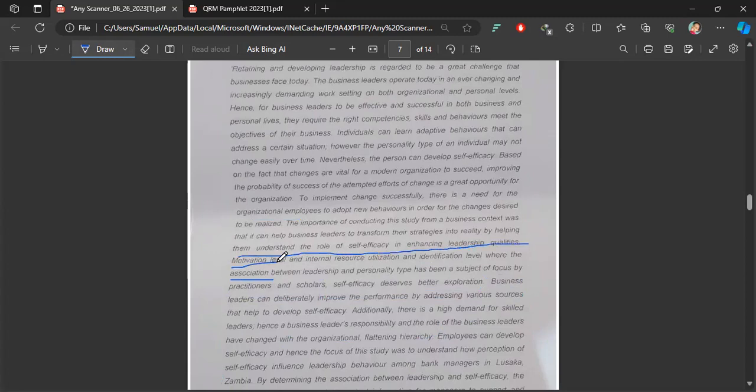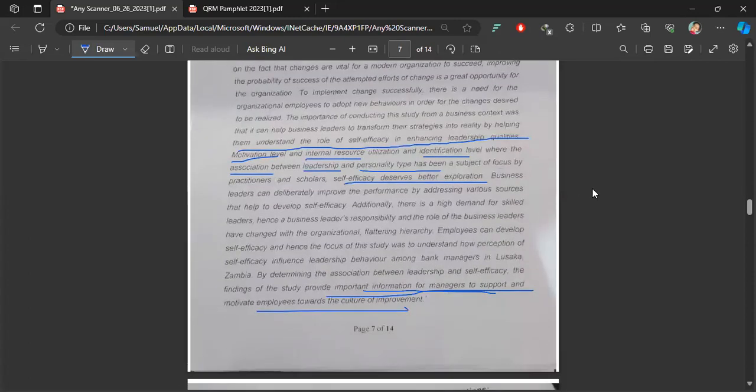So this motivation level, internal resource utilization, and identification level, where the association between leadership and personality type has been a subject of focus by practitioners and scholars. So self-efficacy deserves better exploration. See that? Business leaders can deliberately improve performance by various sources that can help develop self-efficacy. Additionally, there's a high demand for skilled leaders. So this is just the essence of why this is significant. All right. So the role of business leaders has changed in the organization. So employees can help, hence the study of this side also.